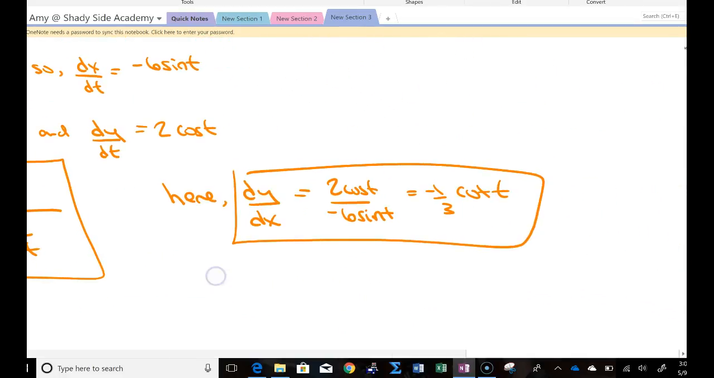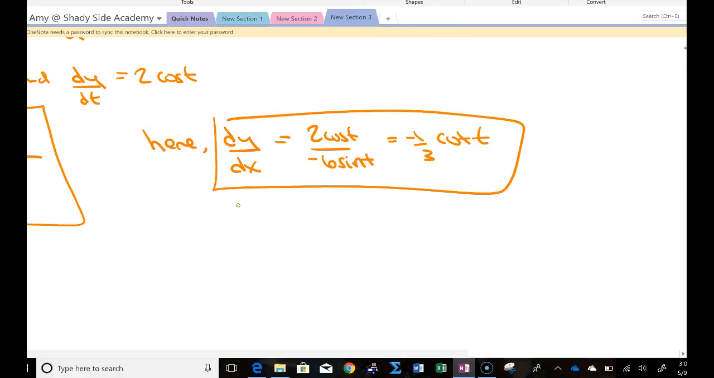Ladies and gentlemen, what I wanted you to find, look at how I'm going to write this. I wanted you to find dy/dx at, what's the t value? Pi over 6.